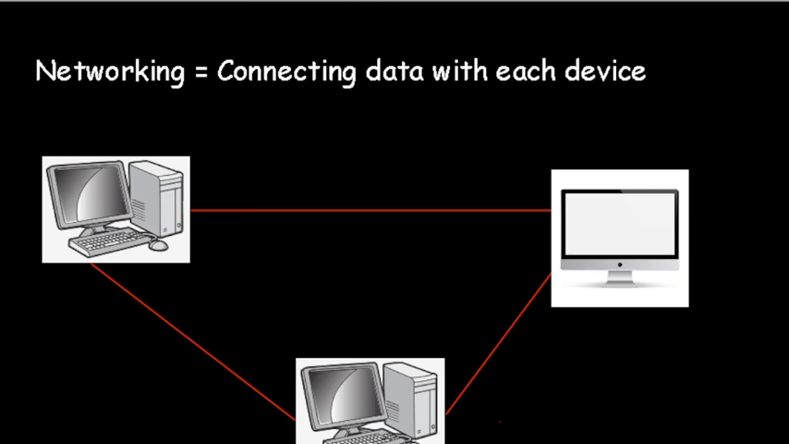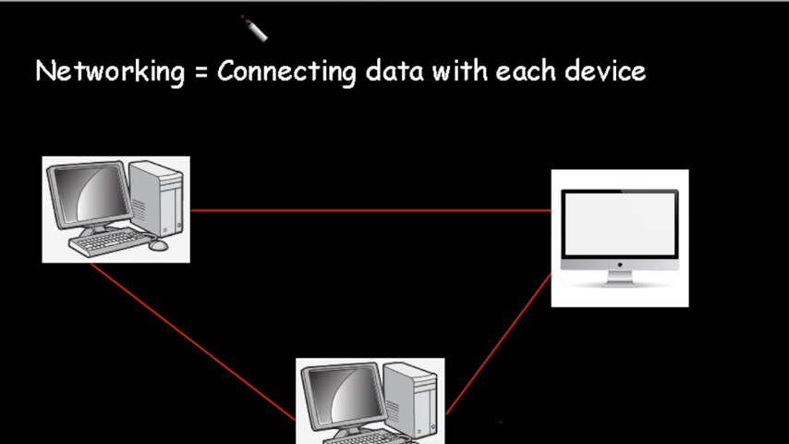Now let's go a step back to the beginning, and we're just going to talk about networking in general. Networking is about connecting data with each device. As you can see in the diagram here, I have 3 devices that want to connect with each other. This line represents, well, not a cable, but actually a connection. It's more complicated than that. This is just a representation.